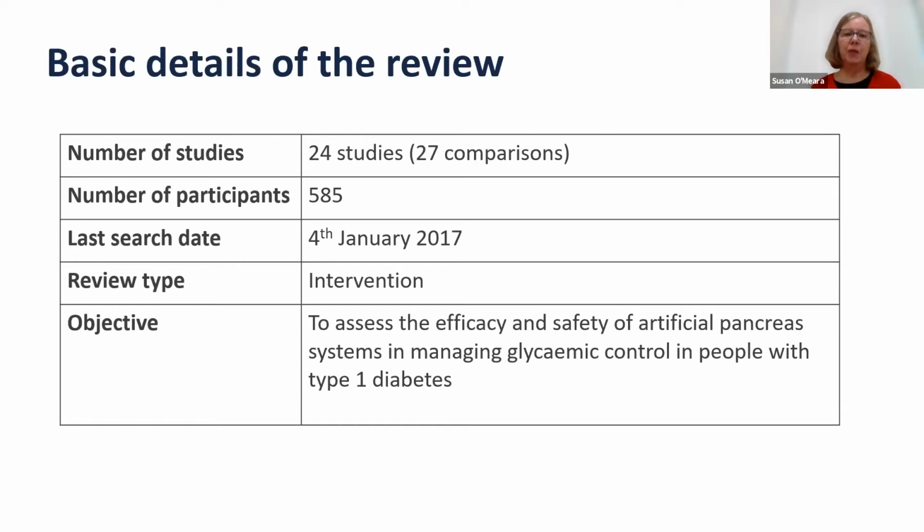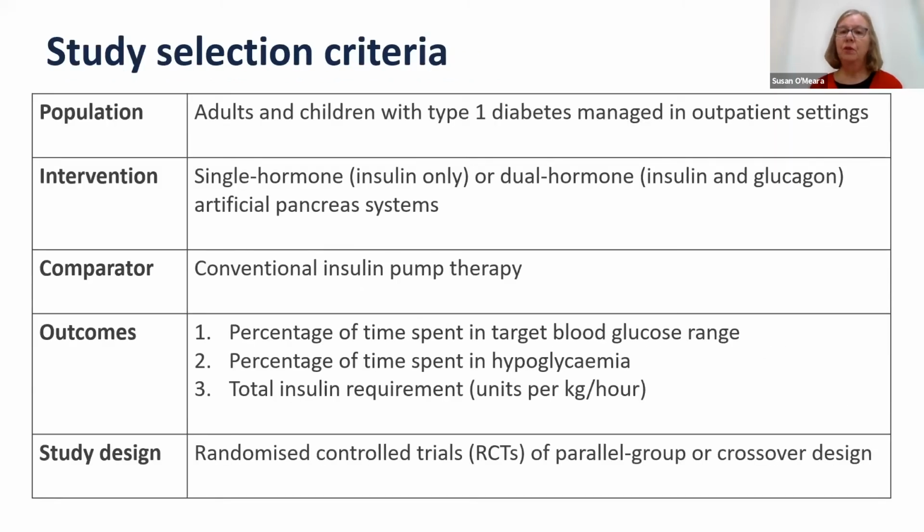And then finally, for this little bit, we record the objective. So in this case, the objective was to assess the efficacy and safety of artificial pancreas systems in managing glycemic control in people with type 1 diabetes. And this information is usually readily available from the abstract of the paper. And if it's not there, then sometimes we have to delve into the method section or perhaps the start of the results section, but usually the details are relatively readily available. We then move on to look at the study selection criteria that the review has used.